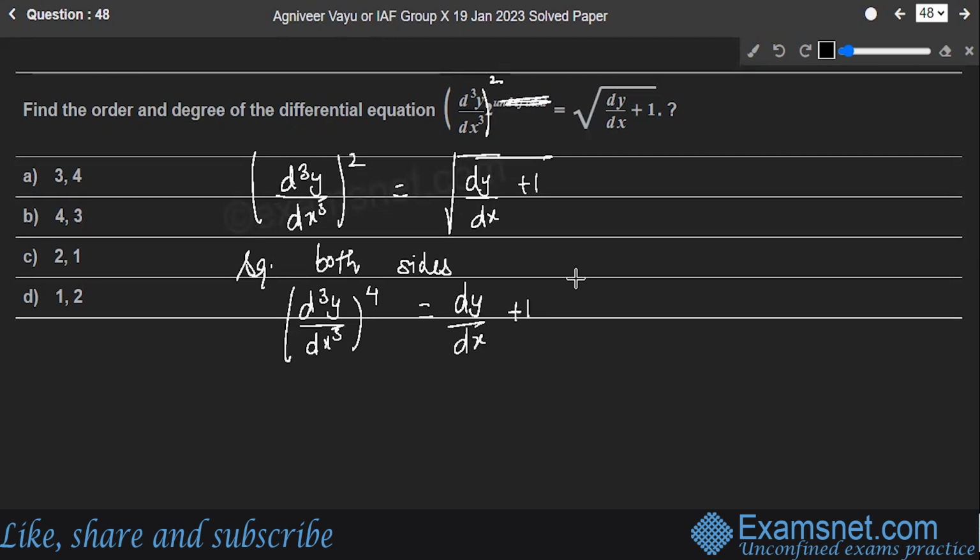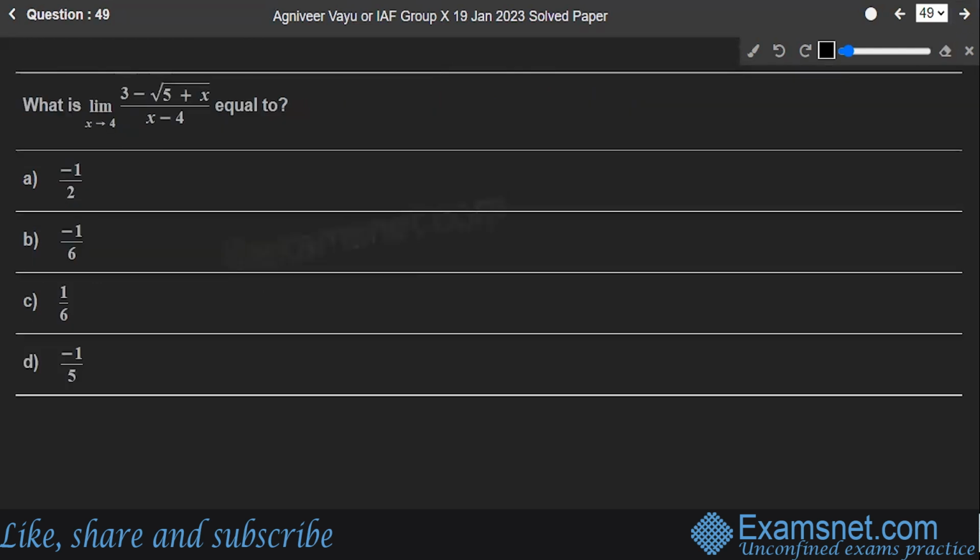Now, what about the order of any differential equation? The order of the highest order derivative in the differential equation is called the order of that differential equation. And in this case, it is 3. And what about the degree? The highest degree of the highest order derivative involved in the differential equation is called the degree of that differential equation. And in this case, it is 4. So 3, 4, this is the correct answer. Hope you understood this.